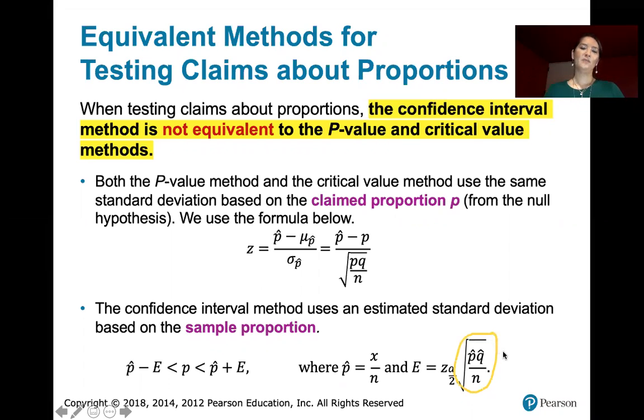Now, whenever we are looking at the confidence interval method, we've got this z sub alpha over 2, which is a number of standard deviations above the mean. And we're taking that and multiplying by this expression that I've circled in yellow. This is an approximation to the standard deviation, and it's based on the sample proportion. Notice the difference between that and the one that we are using for the other formula.